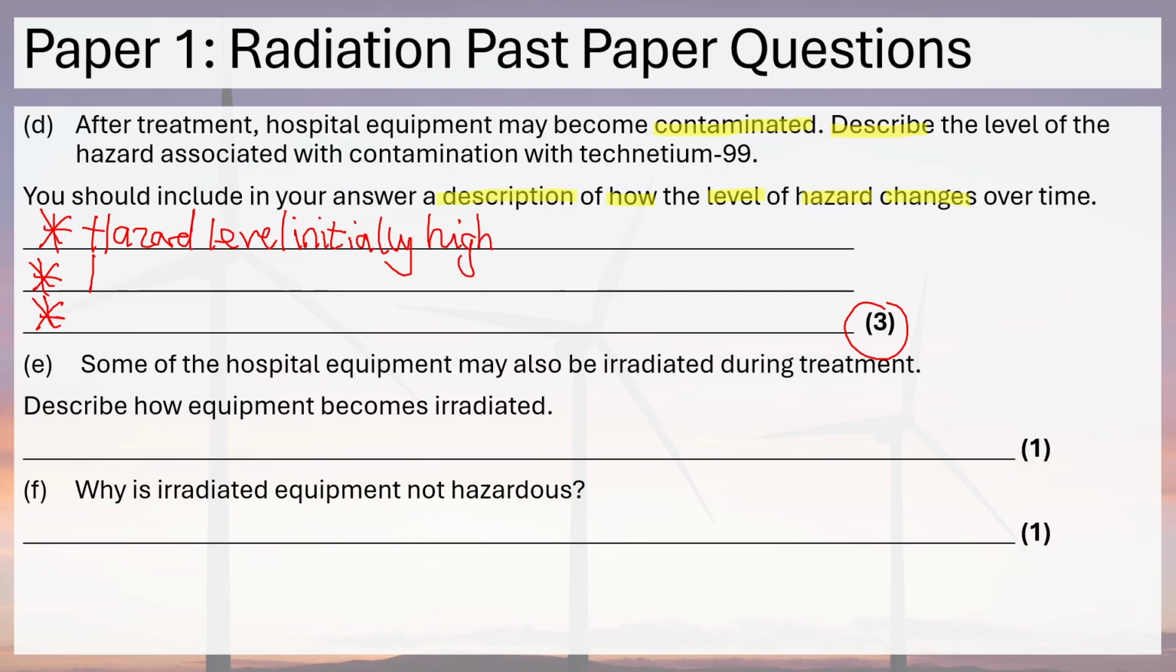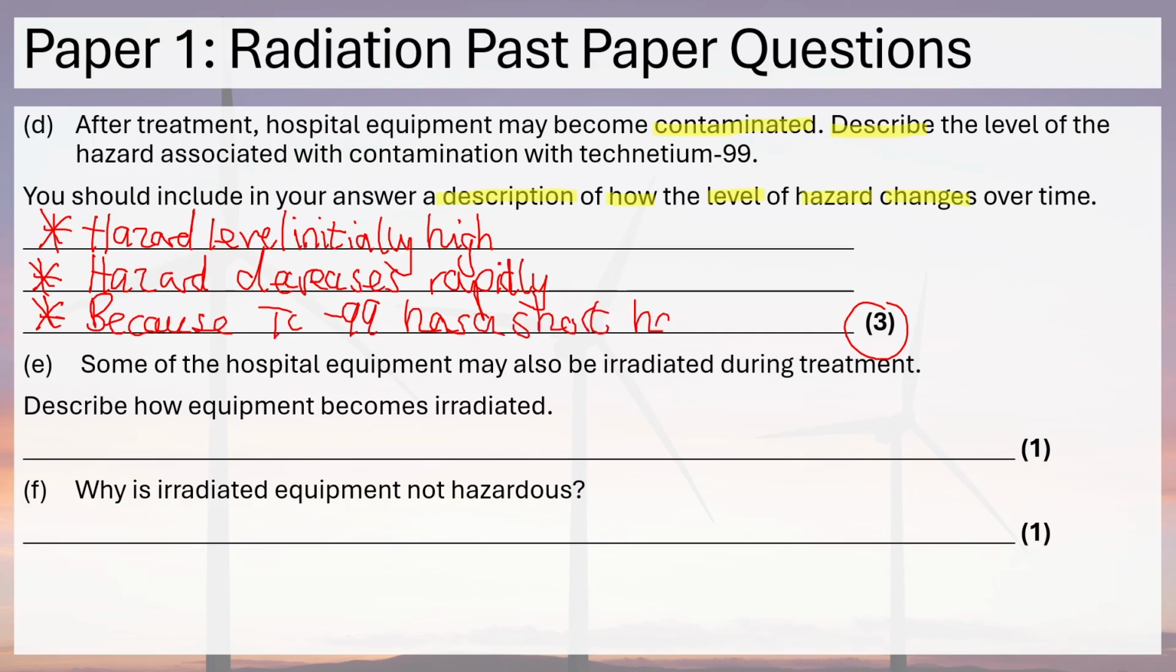Then the hazard drops rapidly or decreases rapidly because technetium-99 has a short half-life. Half-life's about 6 hours, which means that every 6 hours the activity halves, and within 24 hours you're down to a very, very low level of activity. That's why we use it in hospitals.